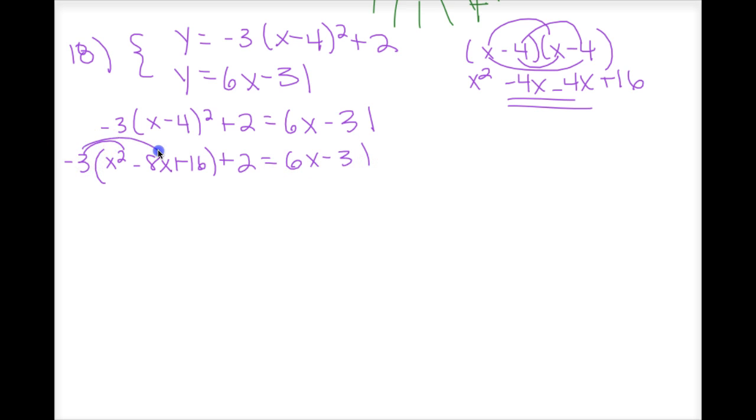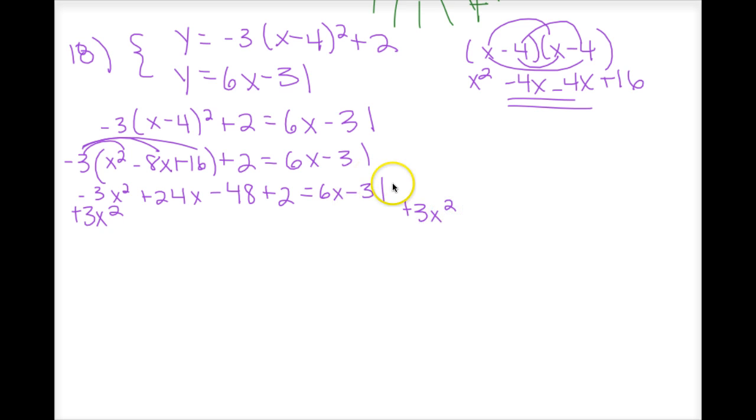Now I'm going to distribute. So that gives me -3x squared plus 24x minus 48. And then don't forget your plus 2 that was on the end, equals 6x minus 31. In order to solve for x, I need to get it all equal to 0. I prefer that my quadratic term be positive, so I'm actually going to move everything over to the other side. So I'm going to add 3x squared. It doesn't have a like term, so I'll put it by itself over here.